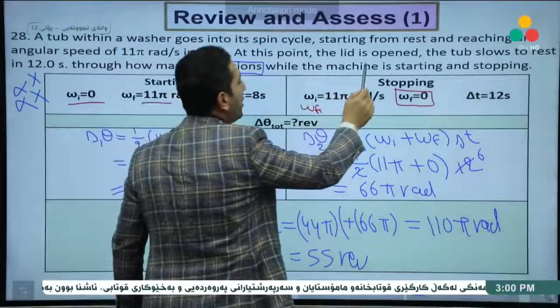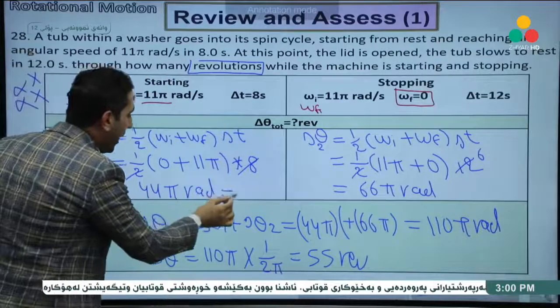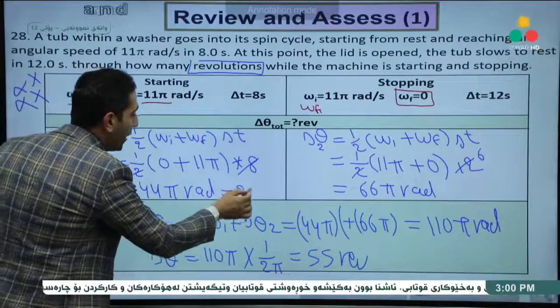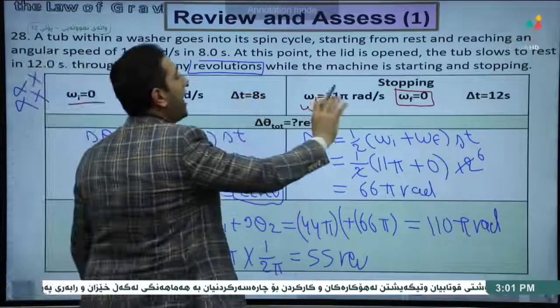Well, while the machine is just starting, delta theta is equal to 22 revolutions. Again, just starting.